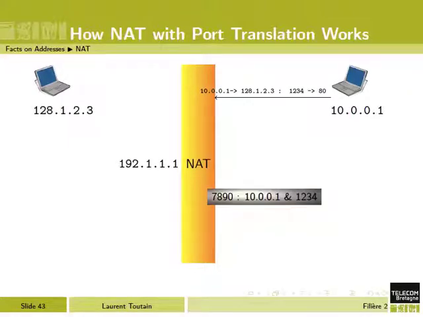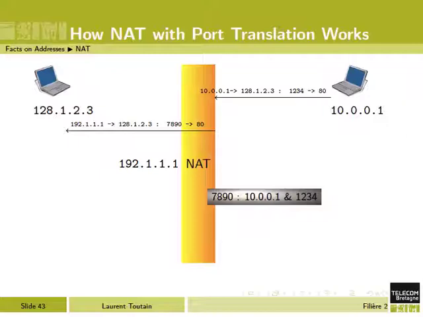The NAT will change this source address, because this is a private address, and the private address cannot leave the network. So instead, I will put the public address allocated to my NAT, 192.1.1.1. I may also change the source port and put another value, and maintain in my NAT memory a mapping table that says that port 1890 is in fact, locally, internally, 10.0.0.1 on port number 1234.